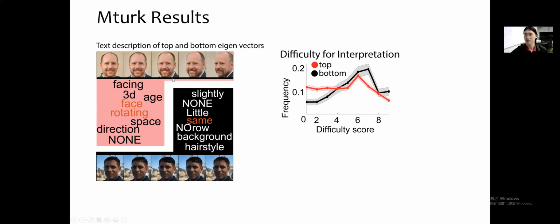Not surprisingly, we find in more than 1,000 subjects that our top eigenspace is easier to interpret than the lower eigenspace. And also, the top eigenspace induces a more similar transform among the 5 image references.